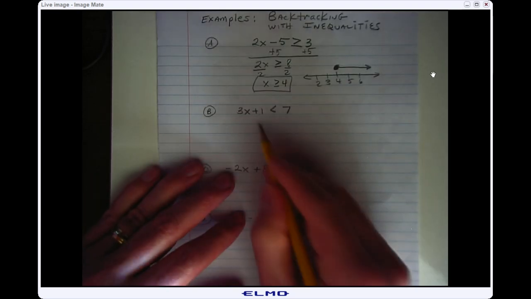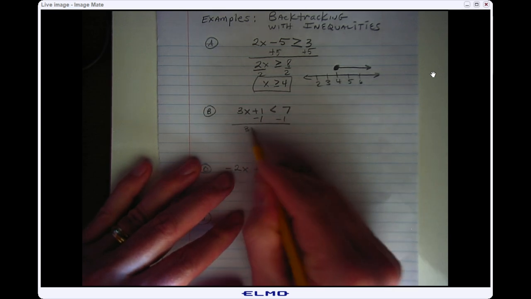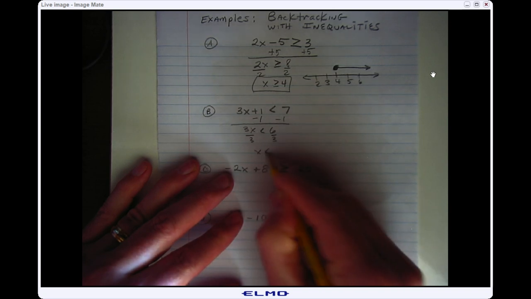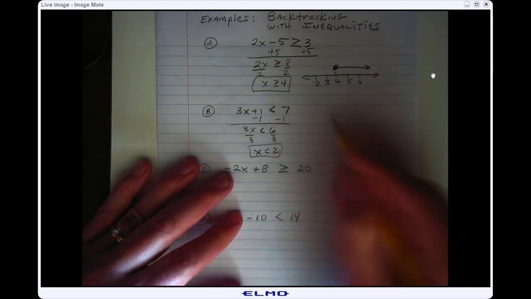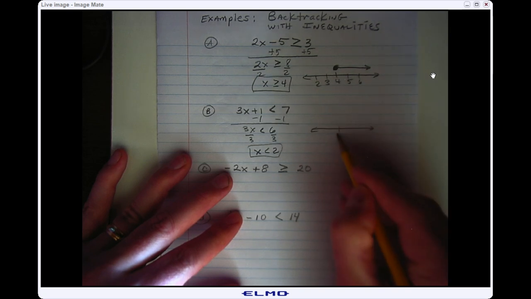So again, this next example, I'm going to subtract 1 on both sides. So I have 3x is less than 6, and then divide by 3. So I get x is less than 2 for my solution. So again, if I do this on a number line, my boundary point is at 2.